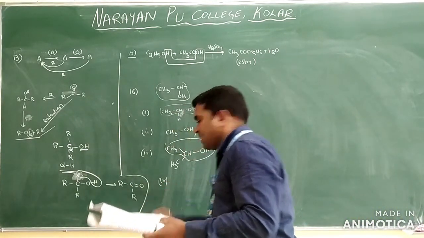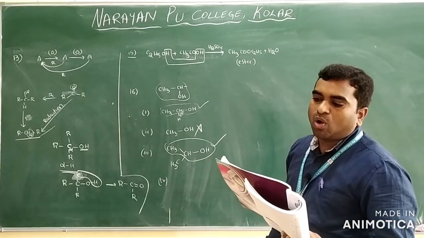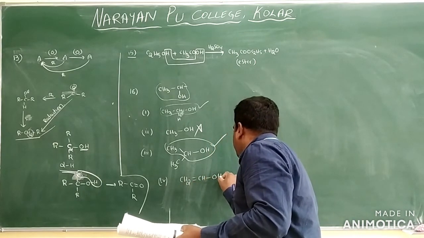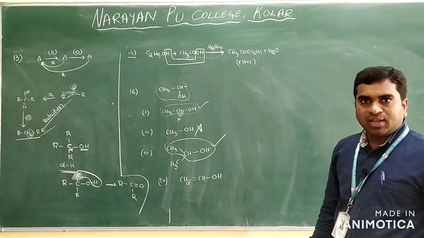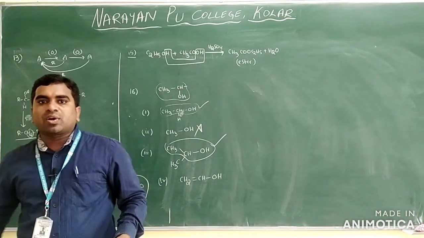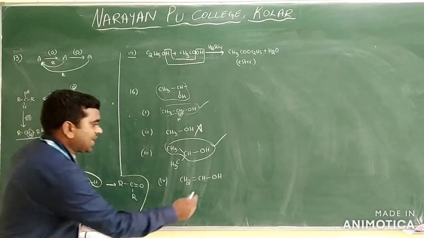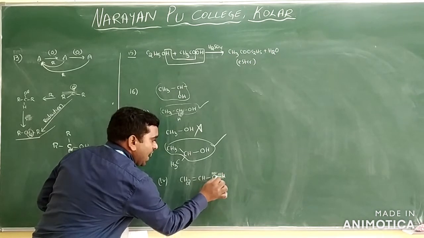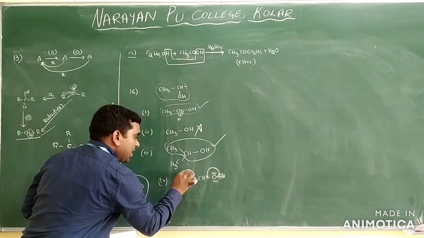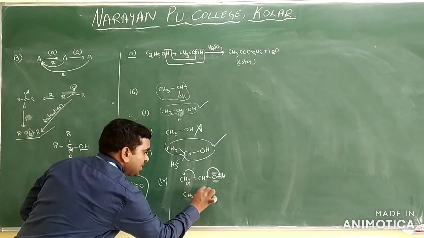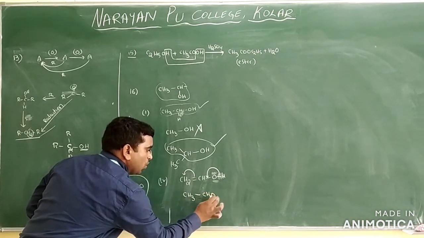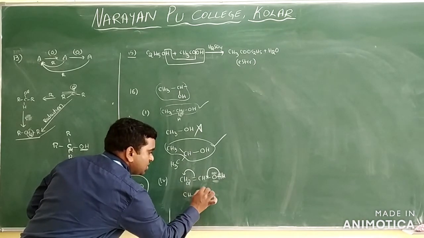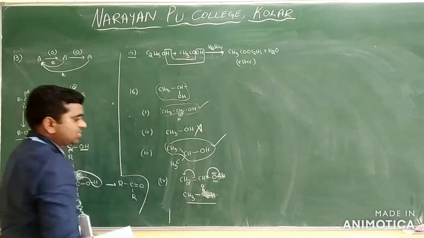Option 4, vinyl alcohol. What is it? CH2 double bond CHOH. So this actually undergoes tautomerism. What is tautomerism? You have already studied it in the first year. Here H will shift, this bond's electrons will come here and this bond's electrons will go here. Then you will get CH3 and CHO, or you can simply say CH3 and CH double bond O, an aldehyde. So this is the compound.